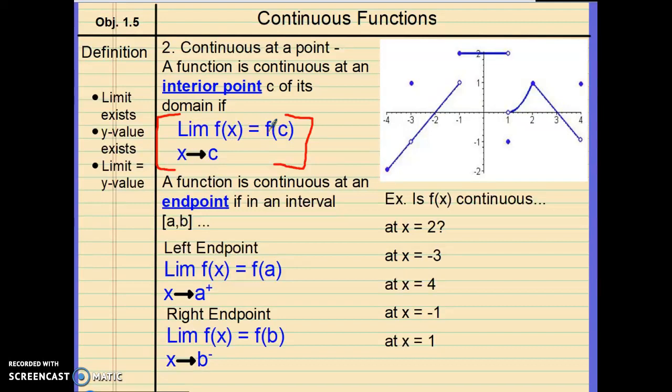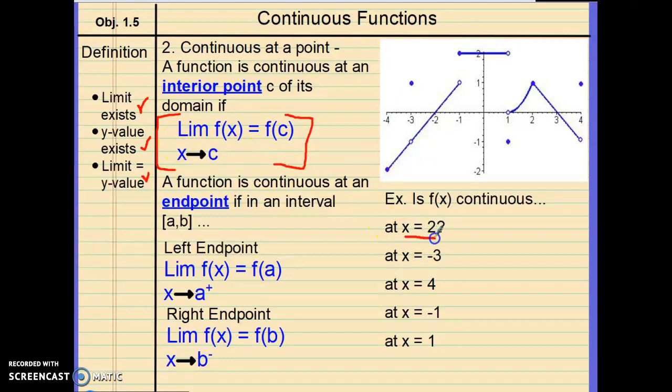That's three things, really. This statement means that first, the limit exists. Second, the y value exists, that's the f of c. And the third statement that is being made here is that both the limit and the y value are equal. So that's how we define continuous using calculus. Now, let's look at some examples.